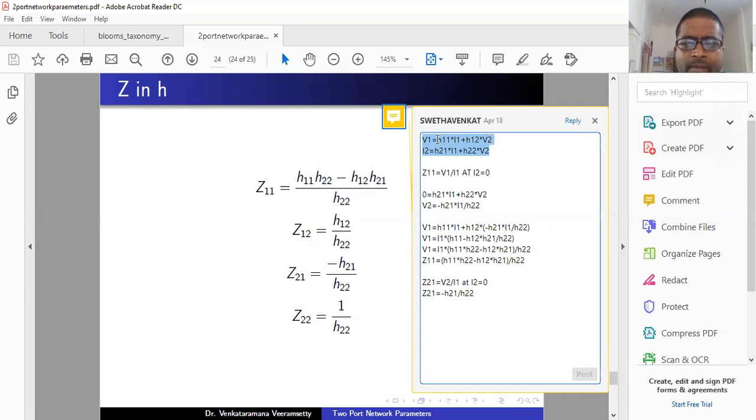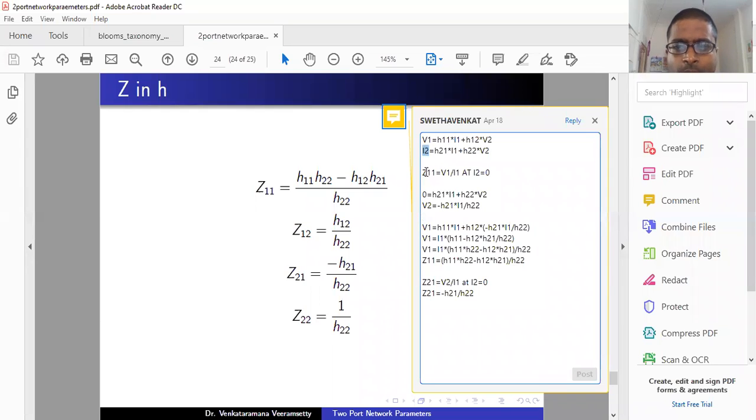So this is the relation between the voltage variables and current variables by using the hybrid parameters. Now I want to find the Z11 in terms of the hybrid parameters. So based on the definition, Z11 equal to V1 by I1 at I2 equal to 0. So keep I2 equal to 0 in this equation.